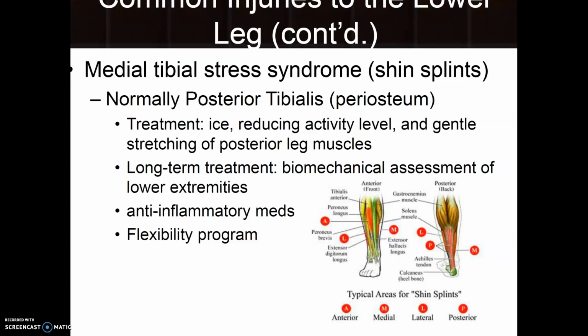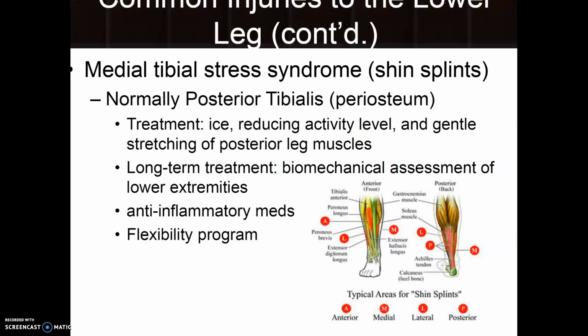Shin splints is the common catch-all phrase for any pain that a person is experiencing between the knee and the ankle. Shin splints, in the true orthopedic sense, medial tibial stress syndrome, normally involves the posterior tibialis muscle and its attachments to the tibia. Again, it attaches to the periosteum surrounding the tibia.